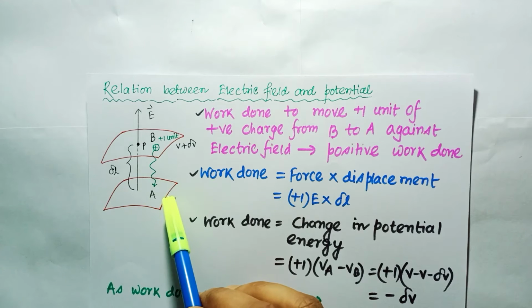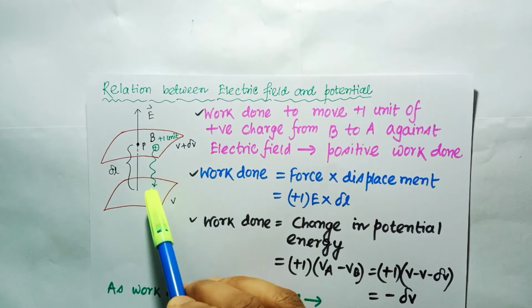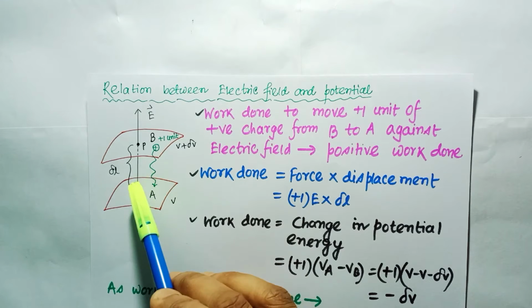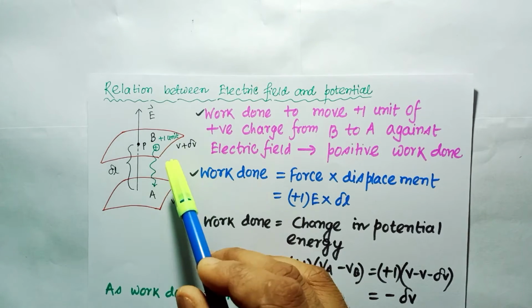On the surface A there is a constant potential of V, and on the surface B there is a constant potential of V plus delta V. And the perpendicular separation between the two surfaces A and B is delta L. It means the minimum distance between the surfaces A and B.